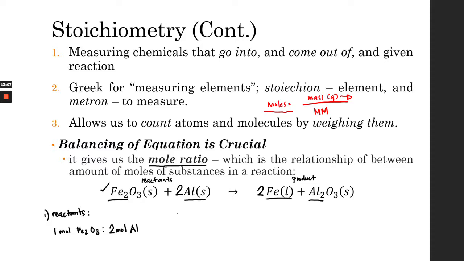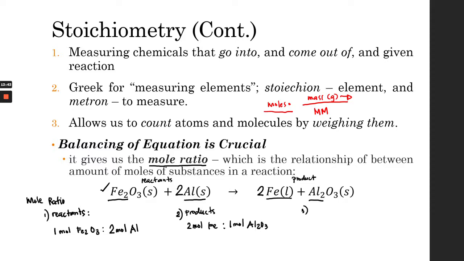We can also create a mole ratio. So these are mole ratios. This is the relationship of the number of moles between your substances. We can also create a mole ratio between the substances in your products. We know that our product results in 2 moles of iron to 1 mole of Al2O3.